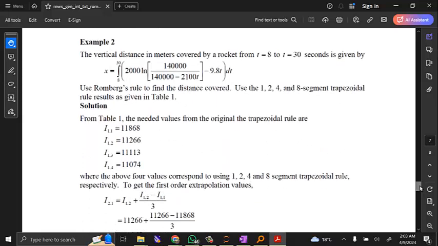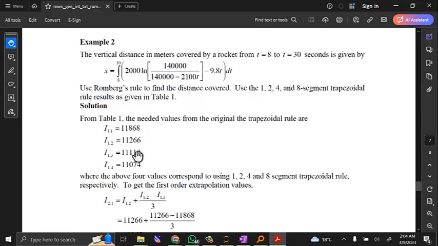Okay. So this is the way it's going to work. Here, you're using 1, 2, 4, and 8 segment trapezoid rule. So let's see, how does this work? All right. So that's 1, 2, 3, 4. There are 4 values. So the I11 was computed using the 1 segment. The I12 was with 2 segments. I13 was with 4 segments. And I14 was with 8 segments.